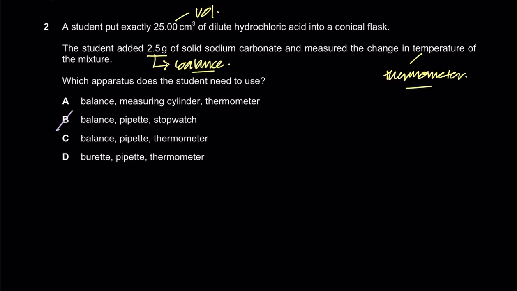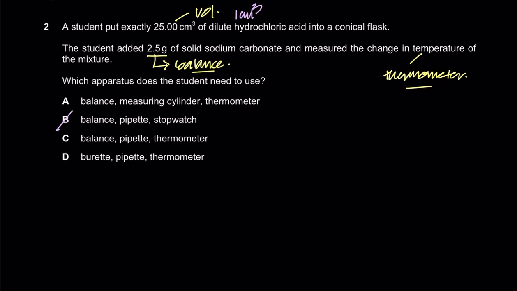Now, B is automatically wrong right off the bat. Why? Because it has no mention of the thermometer. It says which apparatus is correct. If you check A, C, D out, A says balance. Okay, good enough. The balance will be used to measure the 2.5 grams. The measuring cylinder can be used to measure 25 centimeter cube of volume, but you need to be very careful here. The examiner has given you the volume up to 2 decimal points, and the measuring cylinder has a least count of only 1 centimeter cube.